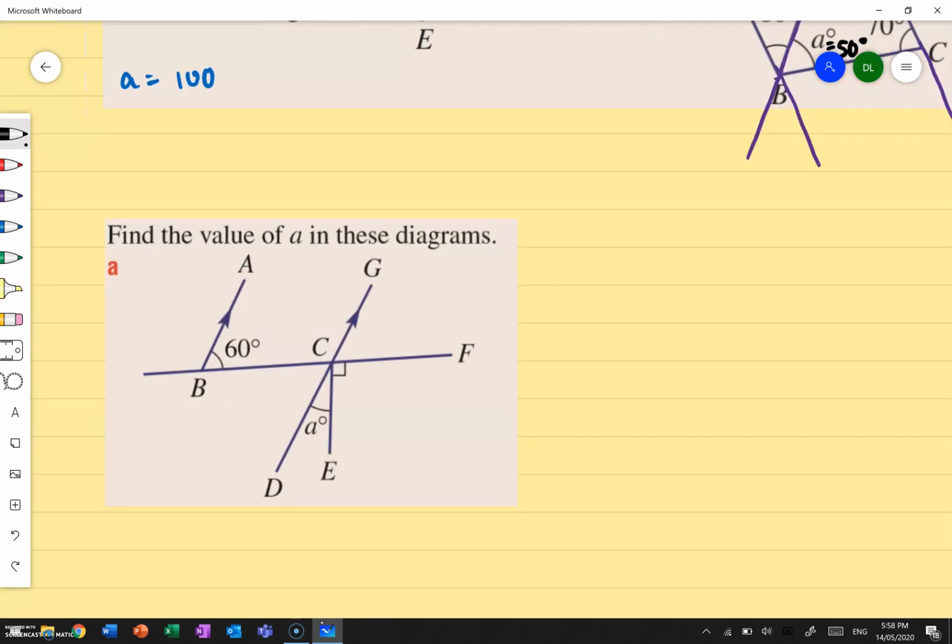Let's do one more example. Find the value of A in this diagram. So A is this one over here. Okay, so that's the angle right there. I need to be able to solve that. Let's find out what we know. I know that that's 60.